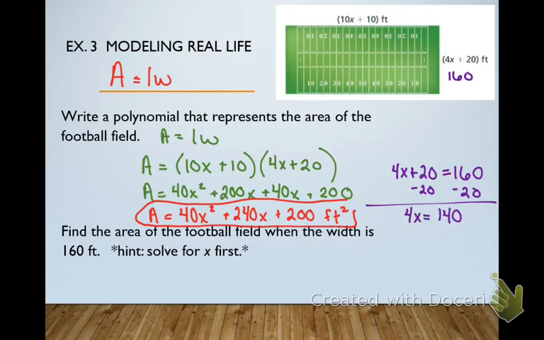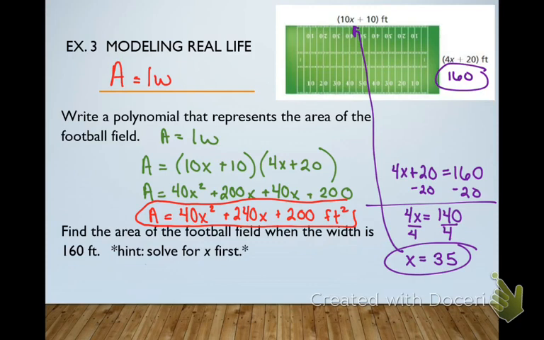Now, how do you solve for x? Divide both sides by 4. And x equals 35. Okay? So how does this help me? How does this help me? Well, if I know my width is 160, could I use my value for x now to figure out what my length is going to be? It's the same value. So now plug in 35 into your length expression to figure out what the actual length is. Go ahead and plug in 35.